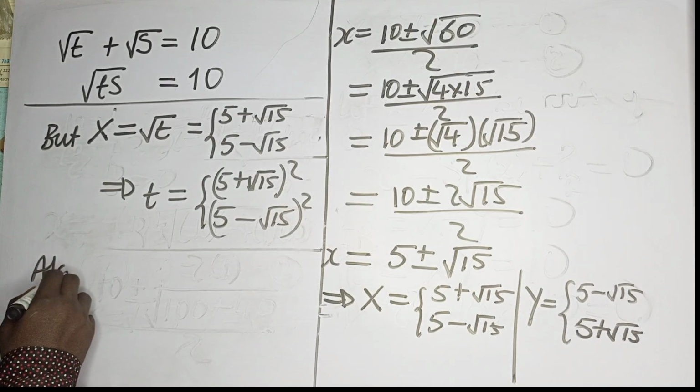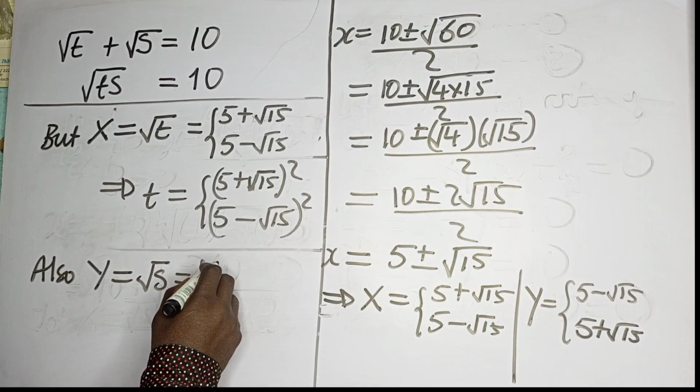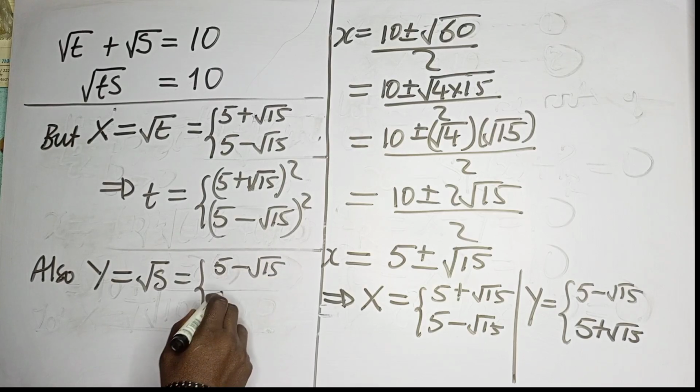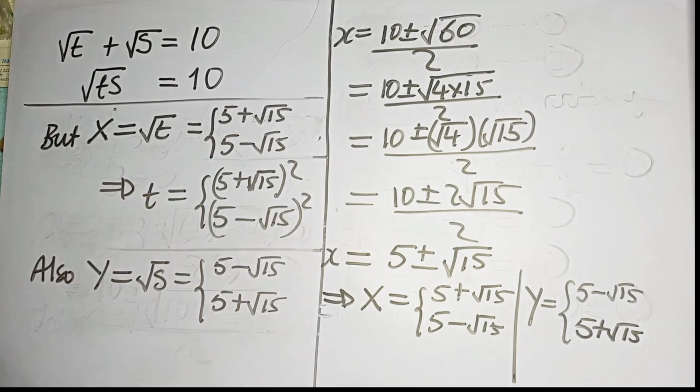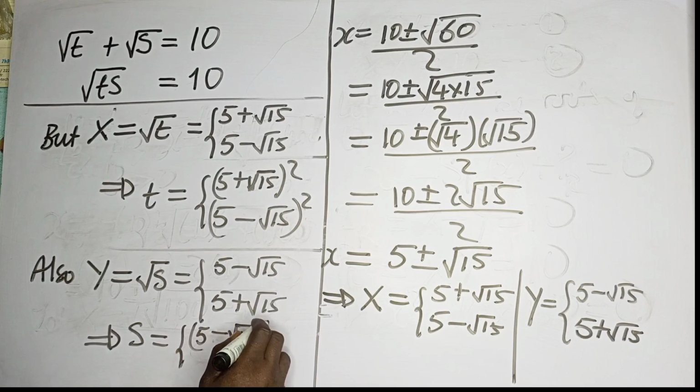Also, capital Y is root s. Capital Y has two values: we have 5 minus root 15 or 5 plus root 15. So this simply means that s will be 5 minus root 15 all squared, or 5 plus root 15 all squared. This gives us the values of s and t.